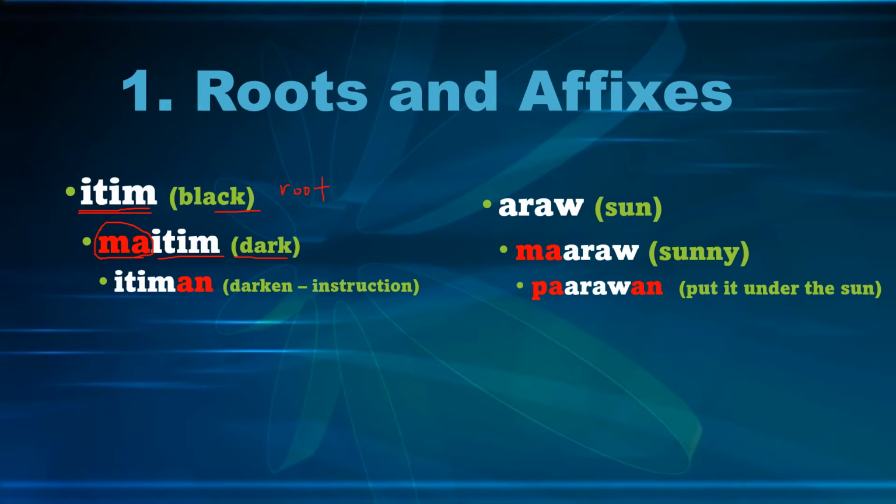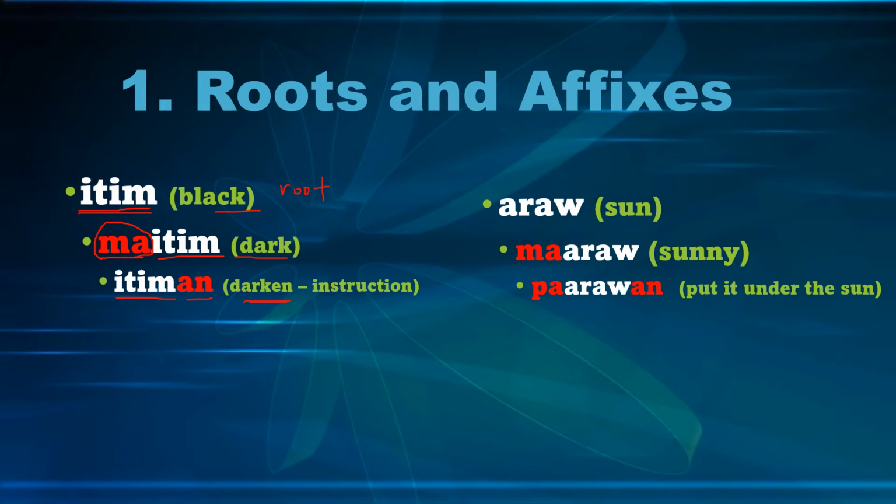Another example is itiman, which means to darken. It's like an instruction. For example, you darken this area. It's like saying you color this part with a dark color, which means darken. Itiman. Here the root word itim has been added with the affix an. That's why we have itiman.